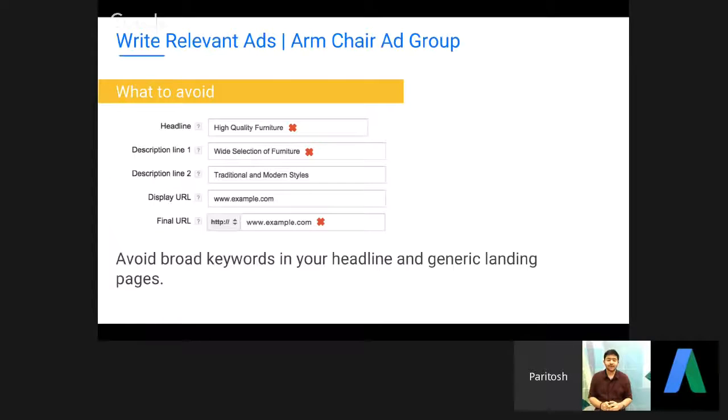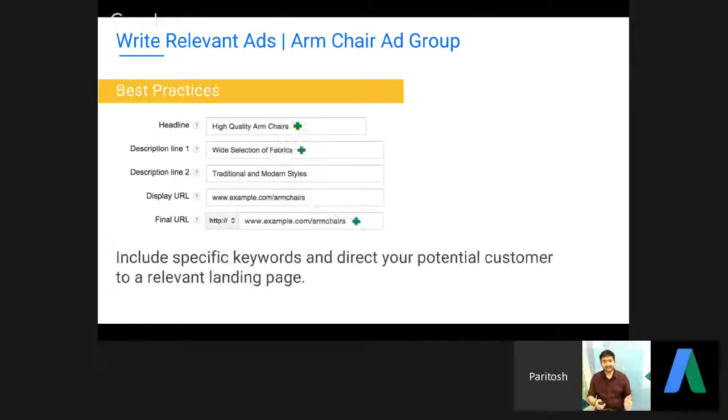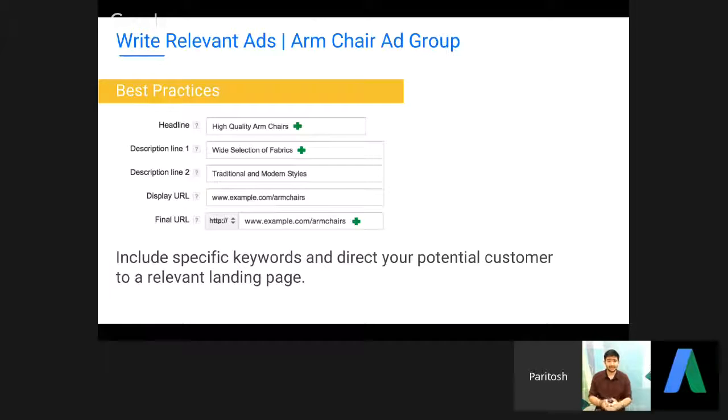Okay. Now, here are things which you need to avoid. If you look at the example right now, the headline is high quality furniture, description line 1 says wide selection of furniture, description line 2 says traditional and modern styles, etc. Come to think of it, if a person is looking to buy something online, they might be more specific in terms of whether they want to buy a table, a chair, or a bed, etc. Now compare this ad with our very next ad, which says buy high quality armchairs, wide selection of fabrics, etc.